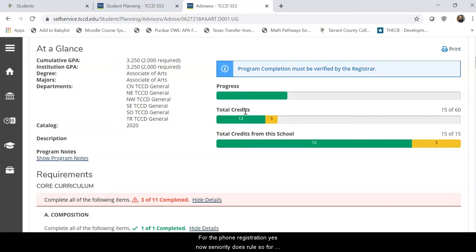For the fall registration, yes, now seniority does rule. So for fall registration, that's your classes that start in August and run through December. What is going to happen there is they go by priority registration. What that means is those of you that have a higher number of college level credit courses completed, you're at the front of the line, you're VIP. So you're going to register the week of April 22nd, and you'll receive a notification telling you what day you're eligible to register. It'll either show up in WebAdvisor or go to your MyTCC email account.